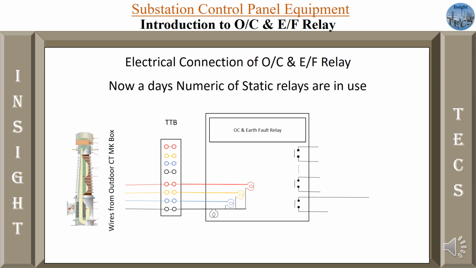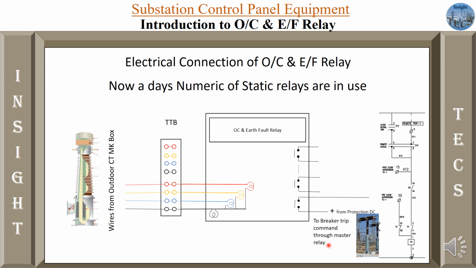So friends, now let us see the electrical connections from the CT to the overcurrent earth fault relay, how the connections are done for the numerical relay. As we have already seen in our CT wiring videos, the connections are done from the CT through the MK box to the panel, and from the panel using this TTB we give all the 4 connections to the numerical relay. On the other side of the relay there are other contacts that we use for the breaker tripping command through the master relay.